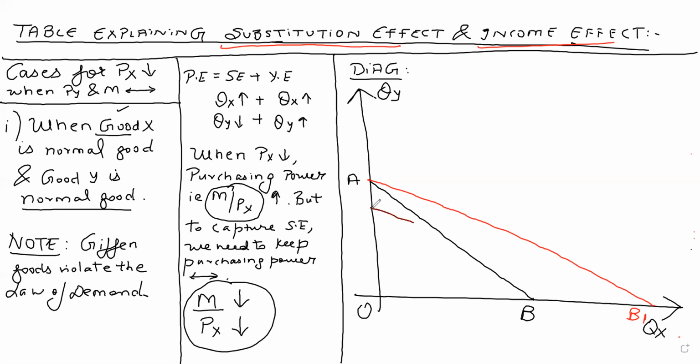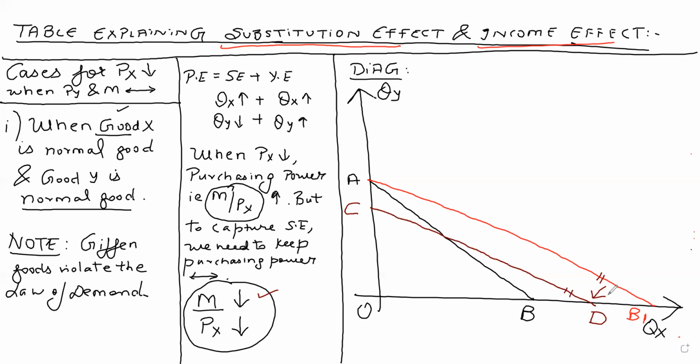When I reduce my income, I will come to this brown budget line. Let me call it the budget line CD. You can see this budget line CD is parallel to the line AB1. So from AB, we went to AB1. But to capture the substitution effect, I had to keep the purchasing power constant. Now, when my PX falls, purchasing power has gone up. To keep it constant, I will have to reduce my income. And when I reduce my income, all of you know what happens to the budget line. It shifts parallelly inwards from AB1 to CD.